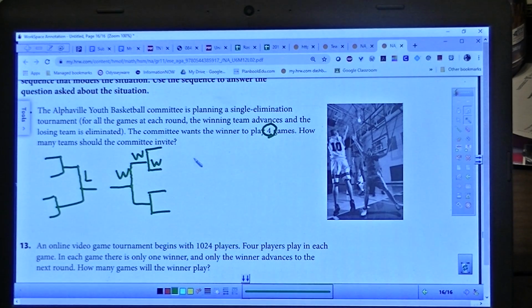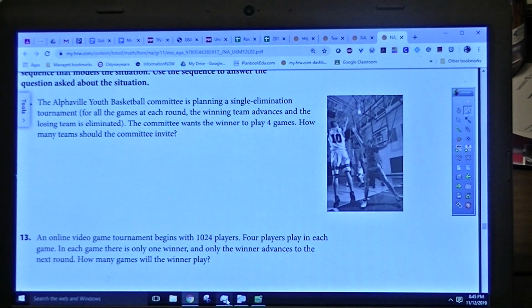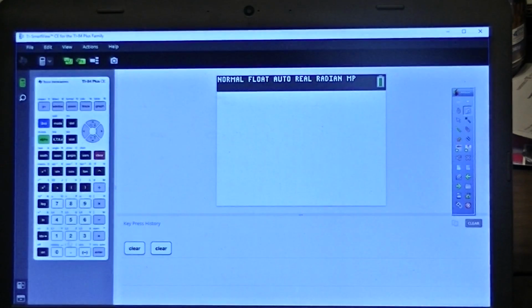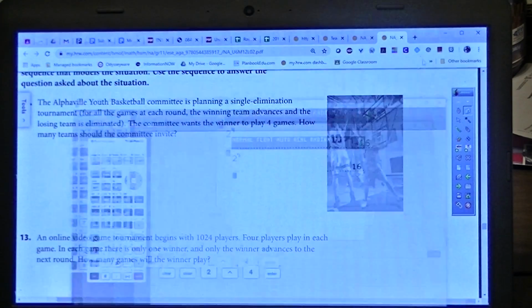So our formula kind of goes like this. Y equals 2 to the nth power. Okay. So if I put a 4 here, what does that give me? Let's see if I can get this thing to play nice. Okay. Let's hit clear. And say 2 to the 4th power. Well, that's 16. So that means 16 teams. How about that? 16 teams.